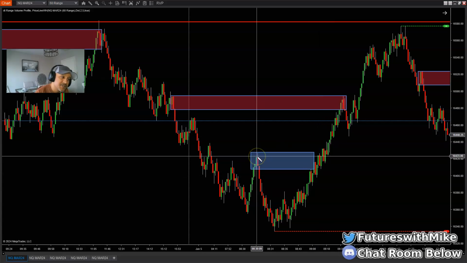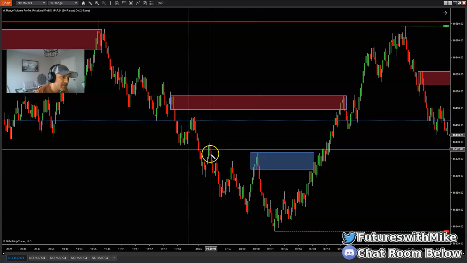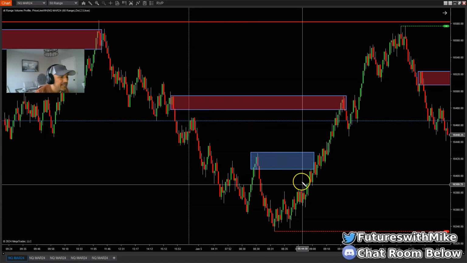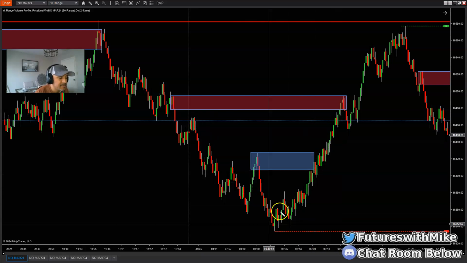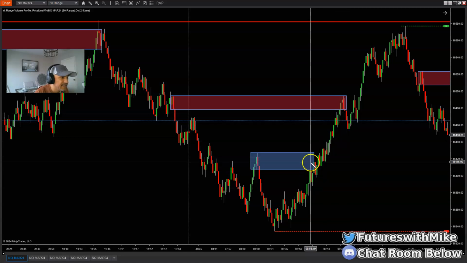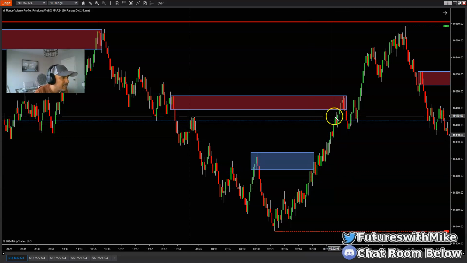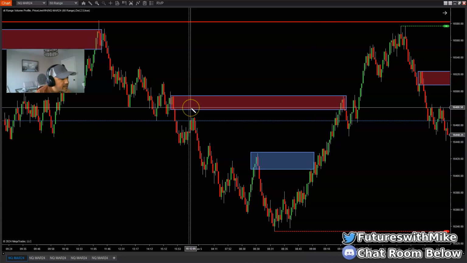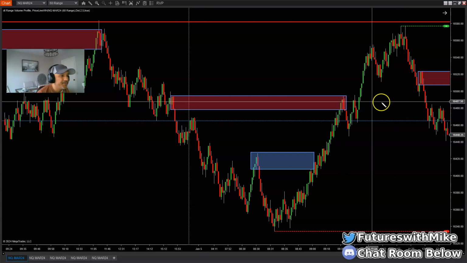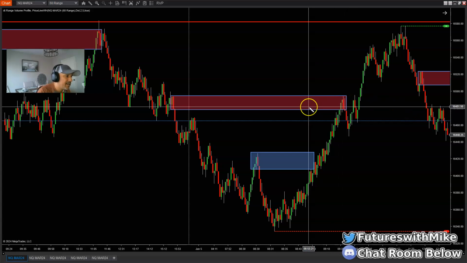Then it breaks this area of structure right here. Okay, it broke this area of structure right here. It also broke this area of structure right here as it was retracing or moving to the upside, making higher highs and higher lows. Even these little small incremental moves back to the upside. It taps into this key area of supply right here that we were waiting for way back over here from the prior day. But you have to be mindful once it taps into this area of supply now.